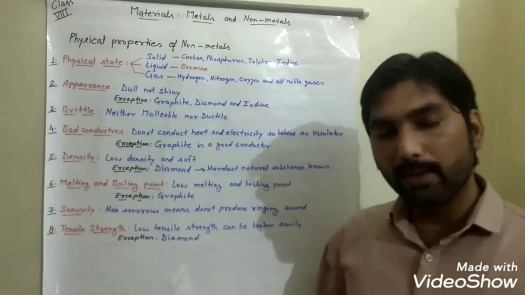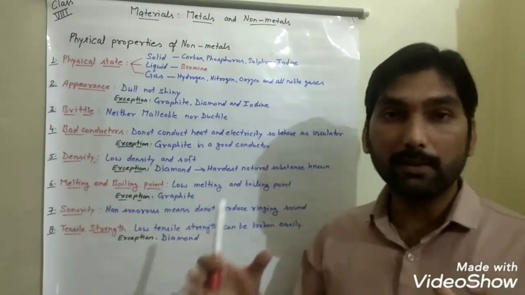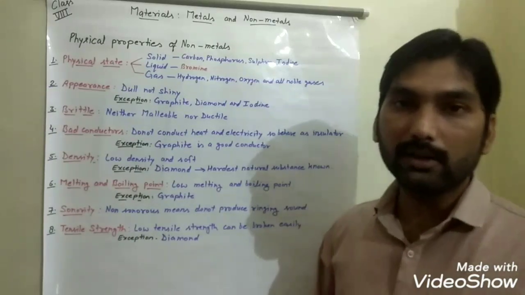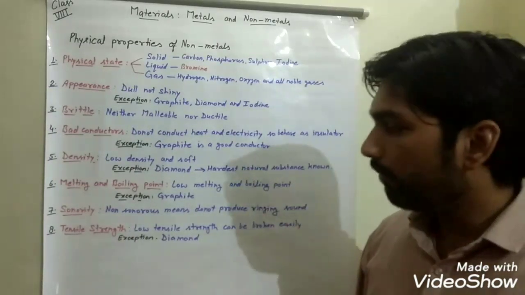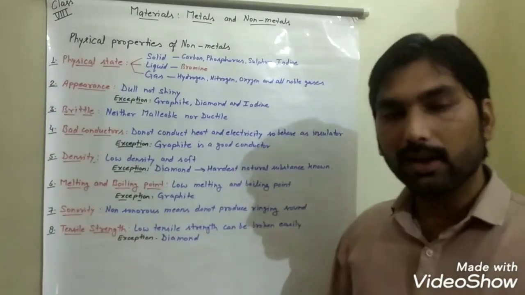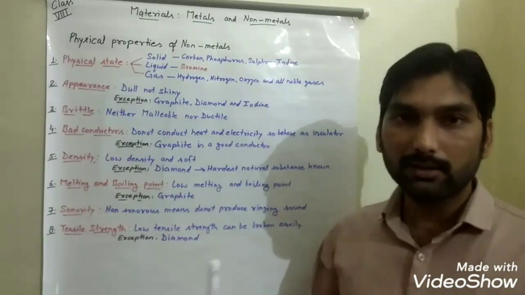And finally, metals have very high tensile strength, and that's why they are used in making buildings and bridges. But non-metals have very low tensile strength, and that's why they are not used for any such purpose.